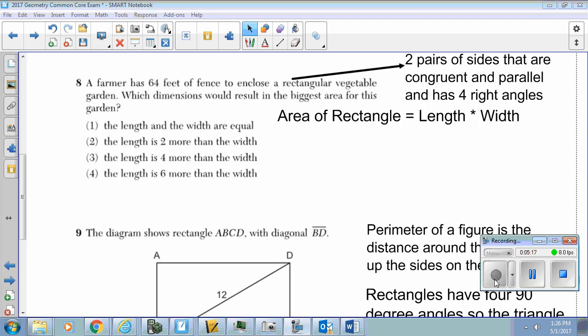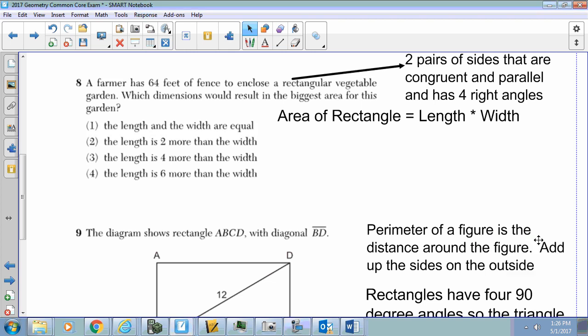Okay, looking at number 8 on the exam, it says a farmer has 64 feet of fence to enclose a rectangular vegetable garden. Which dimensions would result in the biggest area for the garden? All right. Whenever you're looking at fencing, you have to start thinking about perimeter. Fencing is talking about perimeter.